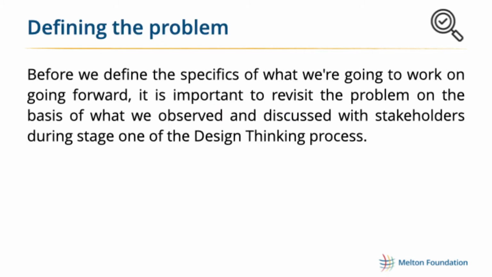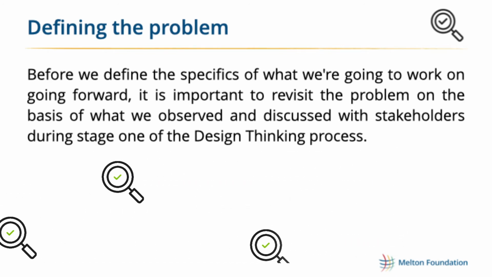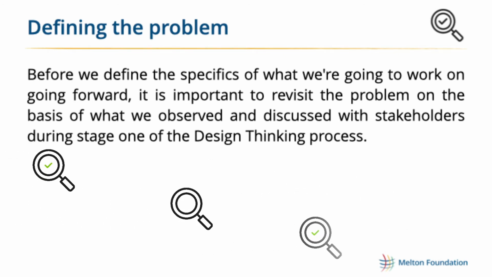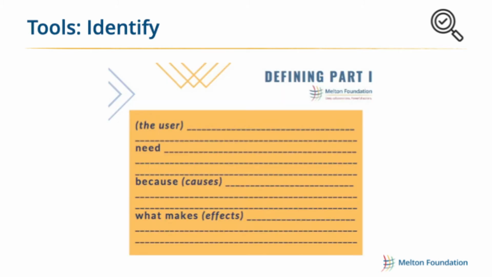Define. Before we define the specifics of what we are going to work on going forward, it is important to revisit the problem on the basis of what we observed and discussed with the stakeholders during stage 1 of the design thinking process. To do so, we will use this guide, in which we must identify the following elements: identify the user, point out what needs to be resolved, identify the causes of the problem and its effects. Be sure to use the fishbone diagram you have developed during stage 1.